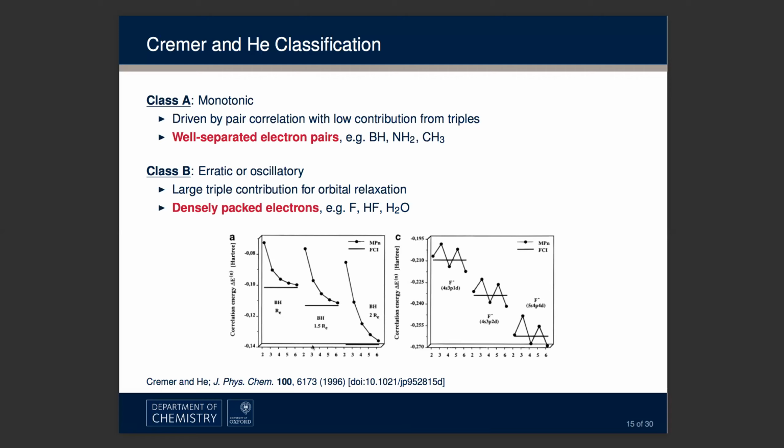On the other hand, they find these class B systems which have very erratic or oscillatory convergence, and you can see those on the right here. And in this case, they found that most of the systems have very densely packed electrons. So there's a lot of electron density in a small region of space. So this sort of system might be a fluorine atom or hydrogen fluoride or even water.